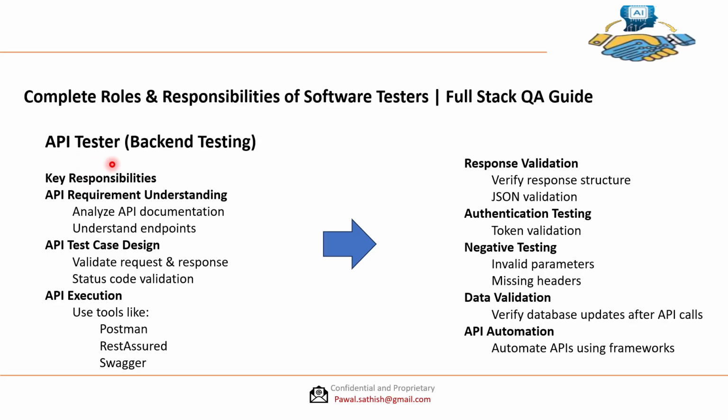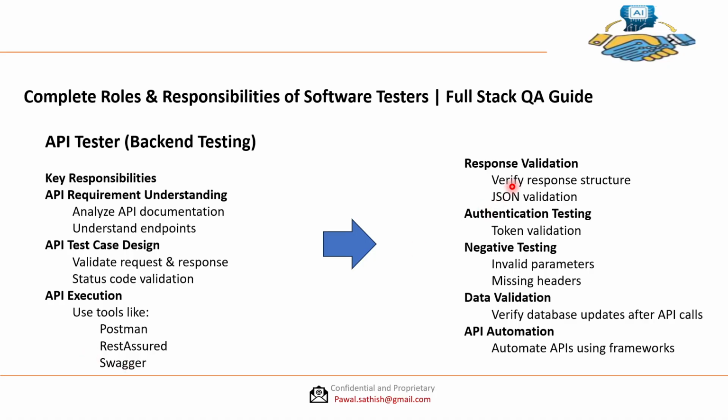Then next, the API tester. If we are an API tester, first we need to understand the requirement. We need to analyze the API documentation and understand the endpoints. Then we need to identify the test cases. We need to validate the request and response, and the status code. Then we need to execute the API. We can use Postman in case we are doing it manually. Otherwise, through automation, we can use REST Assured or Swagger.